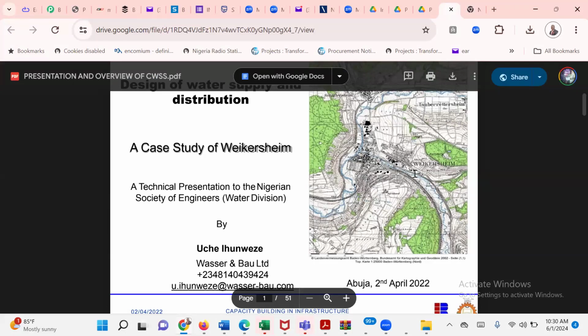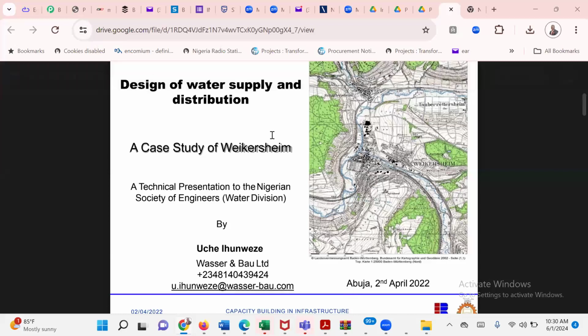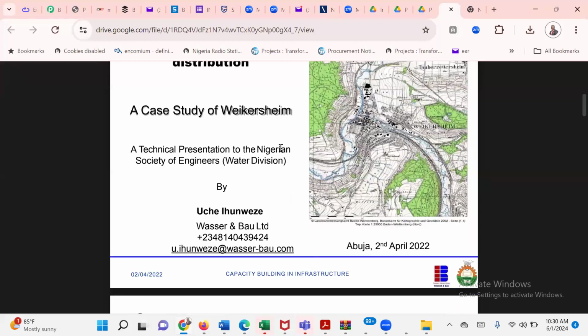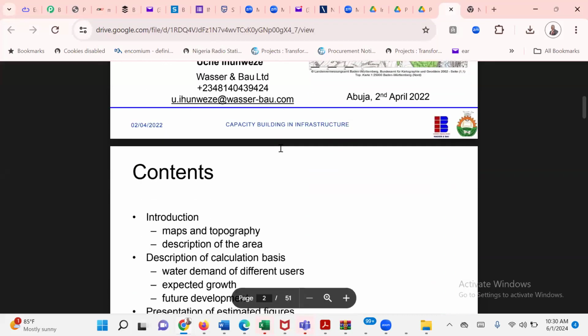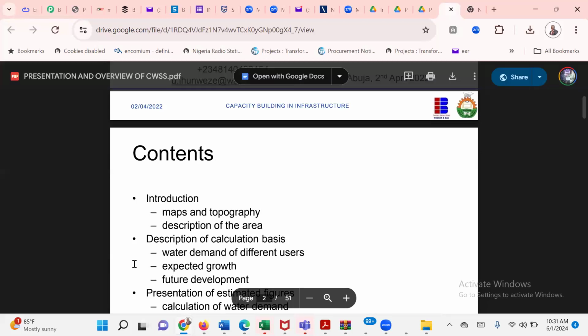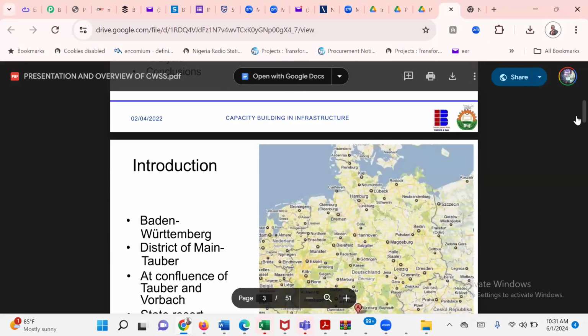So this is just a small presentation to capture the basic overview of design. In designing a water reticulation system, there are some basic steps or basic requirements that you need. And this captures the design of a water reticulation system.